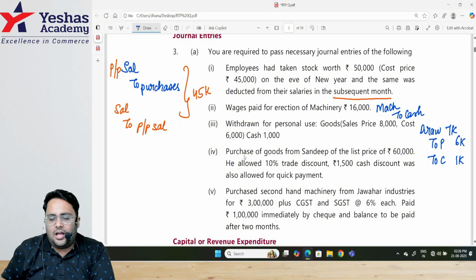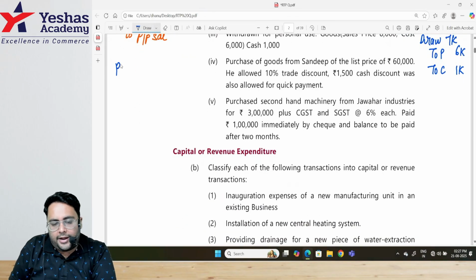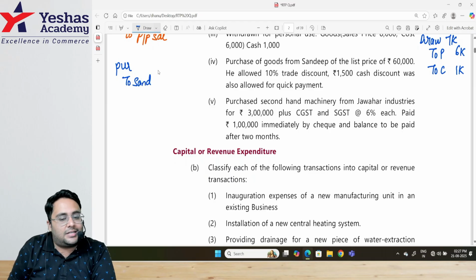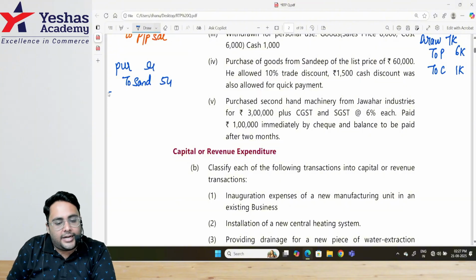Next one. Purchased from Sandeep, goods of list price 60,000. He allowed 10% trade discount, 1,500 cash discount was also allowed for quick payment. First you will record purchases to Sandeep. How much? 60,000 minus 10%, 54,000 will be recorded as credit purchase.